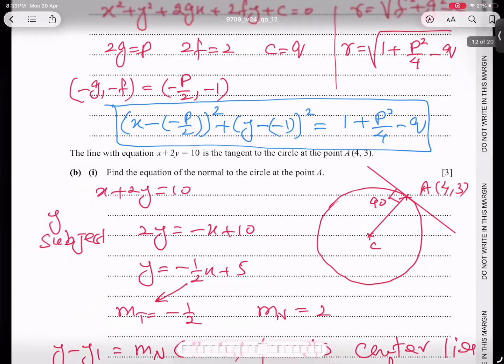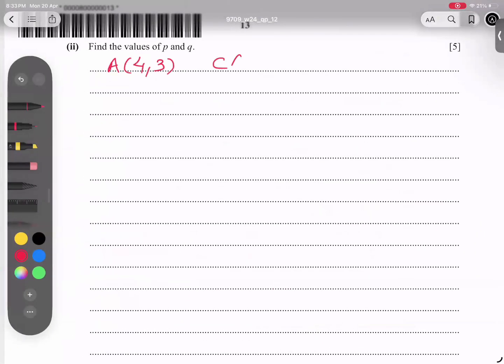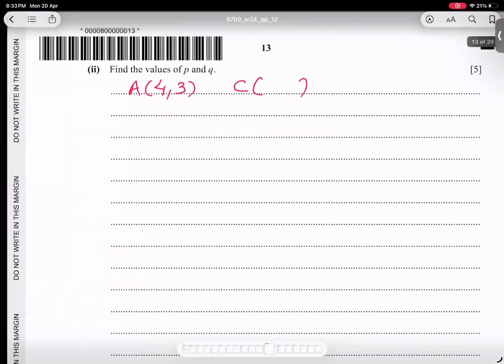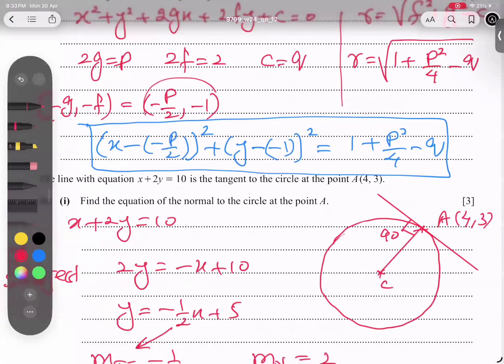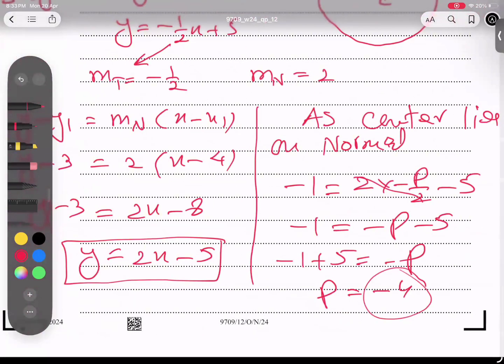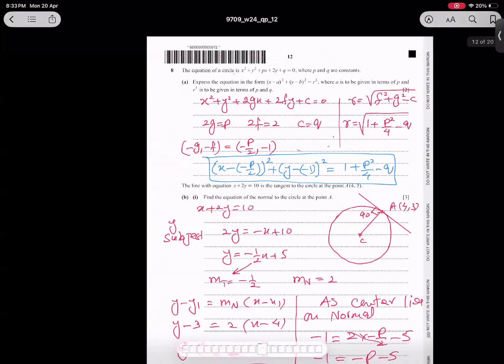So I am taking these coordinates and shifting to the other page. A coordinates is (4, 3). And C, the center coordinates, is what? Go back and see the center coordinates. The center coordinates is basically negative p by 2 and negative 1. But the p value I just got is negative 4. So when I plug in negative 4 here, this cancels out. I got 2 and negative 1. So the center is (2, -1).